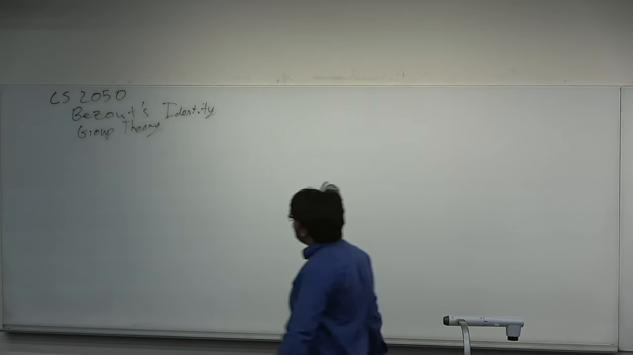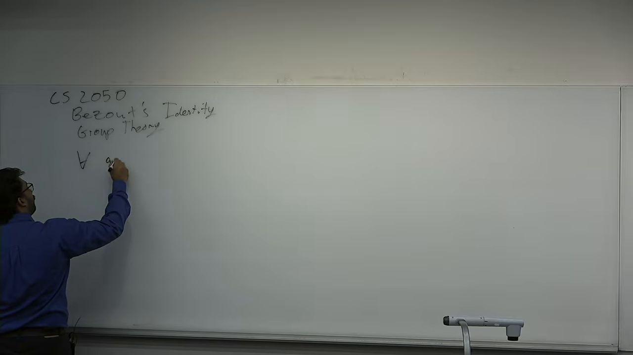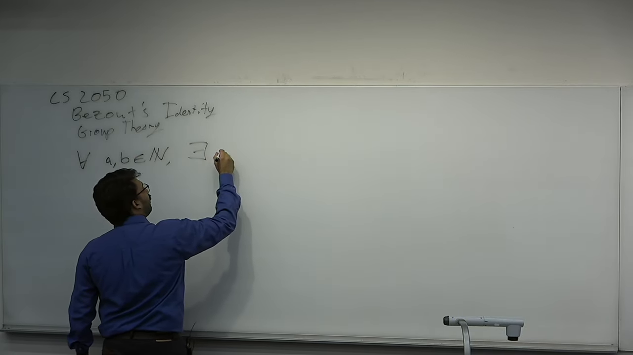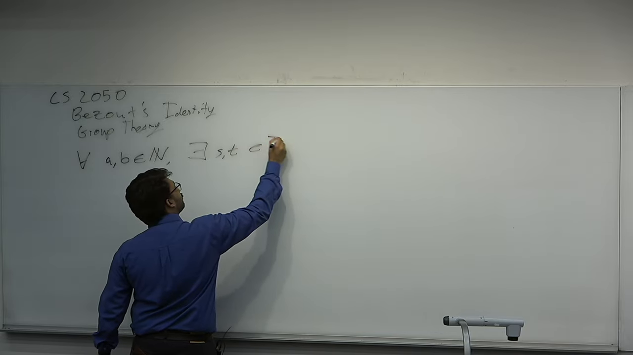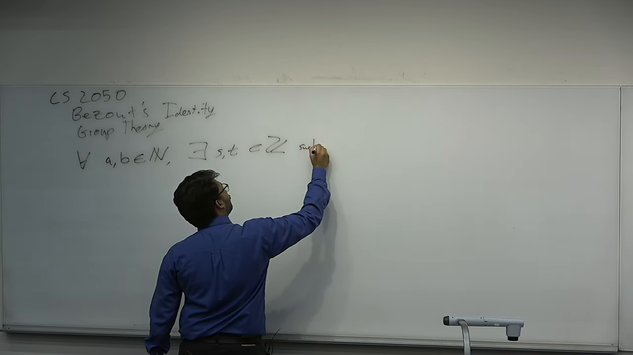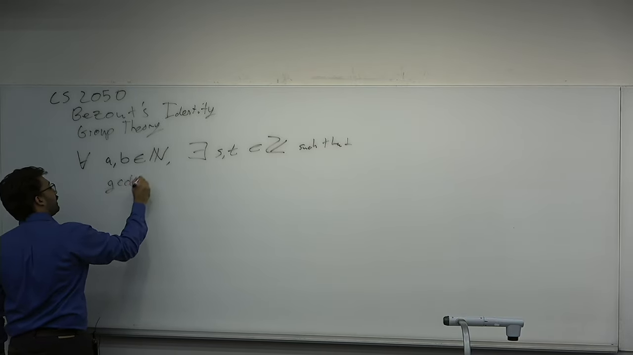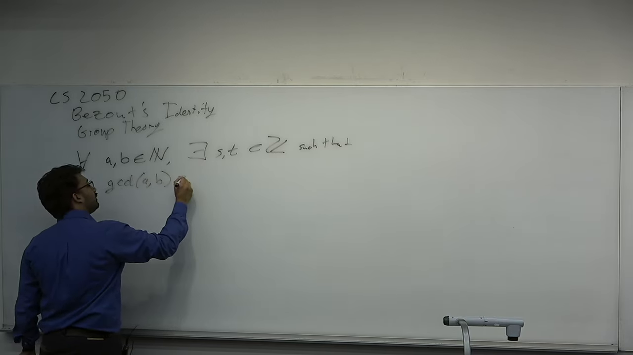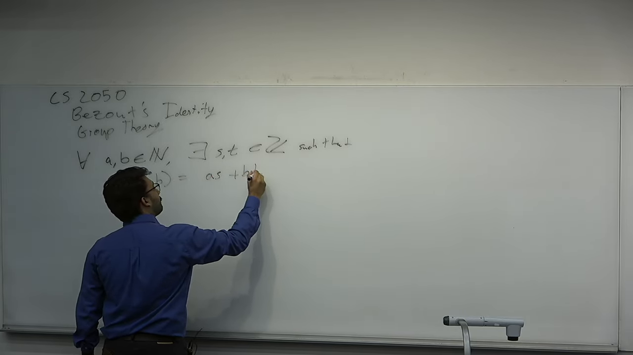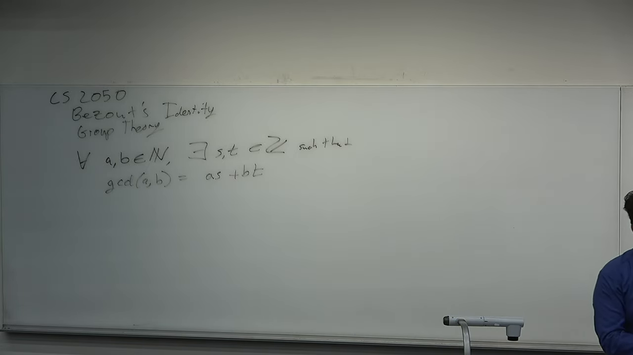Bezout's basically says, for all a, b in the natural numbers, there exist s, t, which are integers, so they can be negative, not necessarily natural, such that the GCD of a and b is equal to a linear combination of a and b, as plus bt. That's the elementary statement of Bezout's identity.